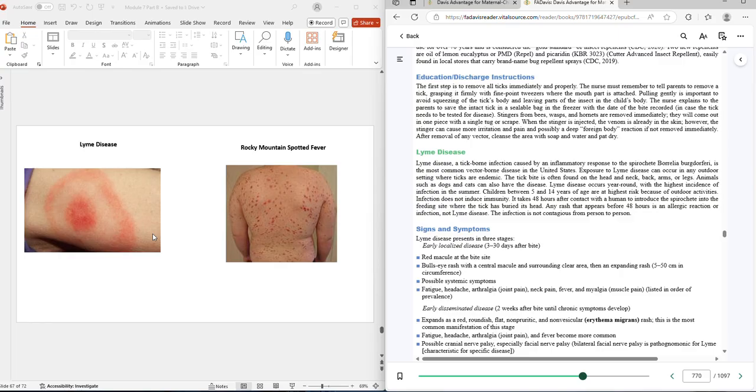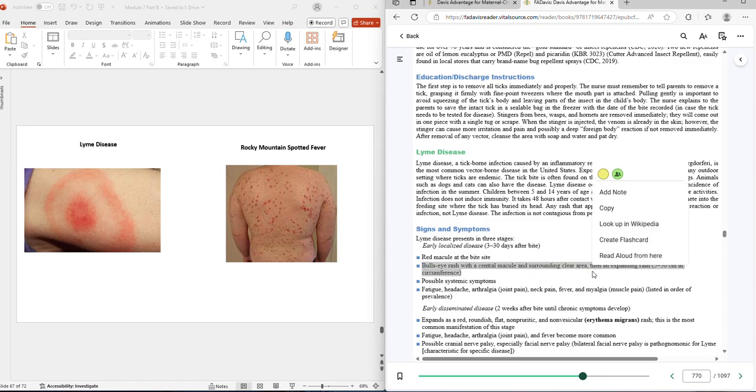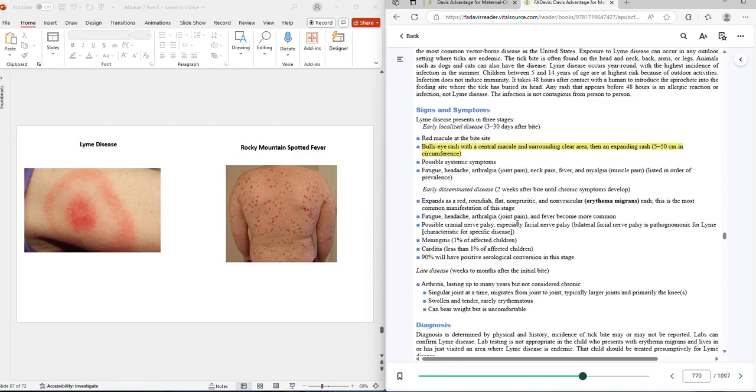Bullseye rash. If you say bullseye rash on anything, and I don't know that that's in your book, but I would write it, well, it's right there. Bullseye rash, okay? Important for you to know. If you see a question about a bullseye rash on your NCLEX, then it's going to be talking about Lyme disease, okay? Especially if there's a kid that went on a camping trip and came back with a bullseye rash, they're talking about Lyme disease, okay?